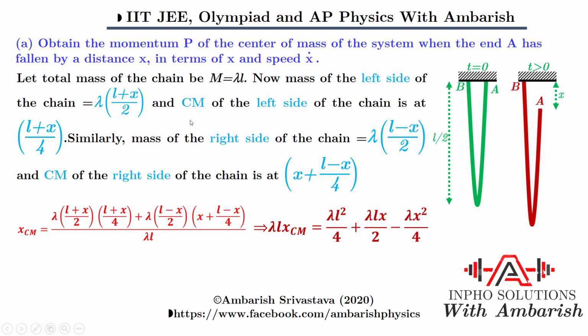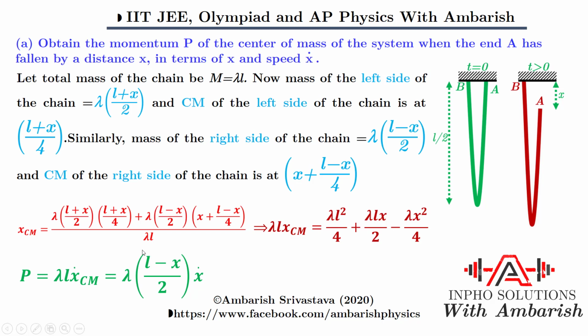Why did I find it? We want to find the momentum. So momentum will be nothing but lambda L into x dot of cm. You know that momentum is the total mass times velocity of the center of mass. So I just need to differentiate this with respect to time to get the momentum of the chain. So you just differentiate this and that's what you get. So P is equal to lambda L x dot cm, which is nothing but differentiation of this, which simplifies to the shown expression. So that was part A.